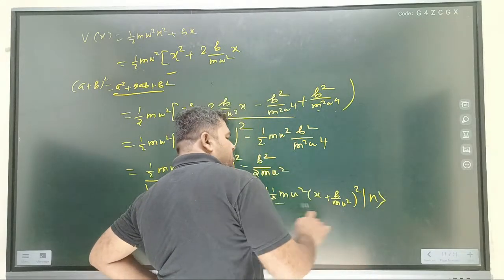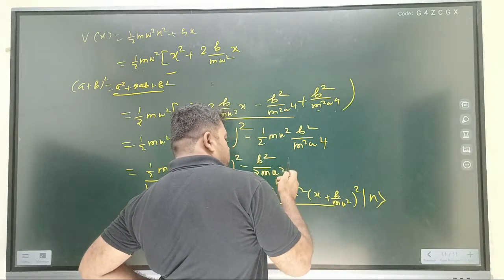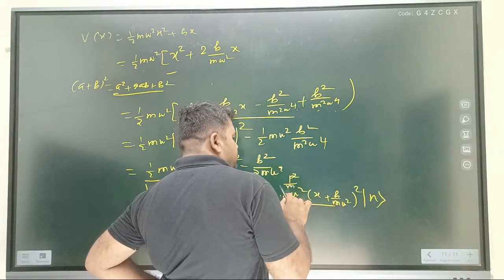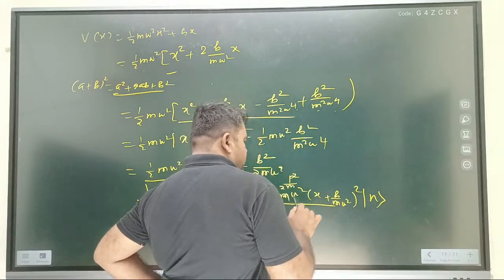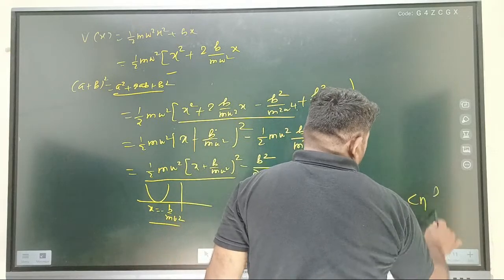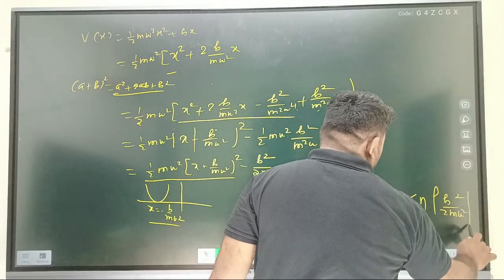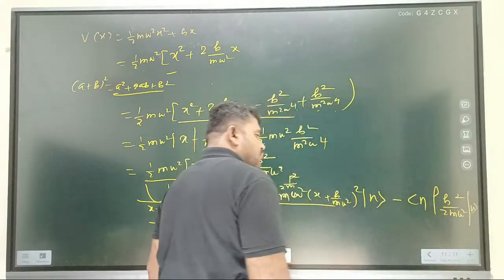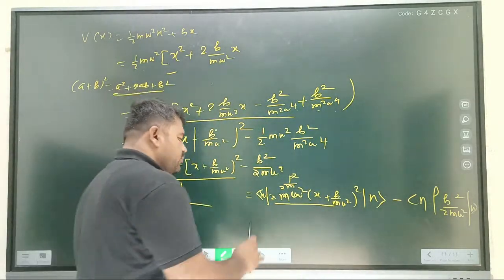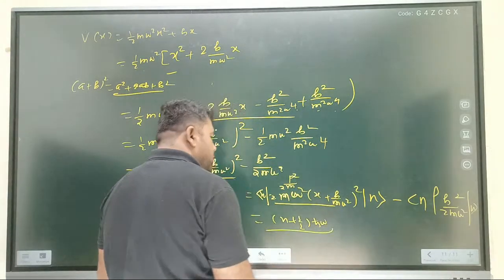Okay, and this is the unperturbed case, meaning the total Hamiltonian, plus h. What is this one? p square by 2m plus half m omega square x square, plus minus the second one, b square upon 2 m omega square. Clear? This is the unperturbed part. Then what is the energy? (n plus 1/2) h cross omega.